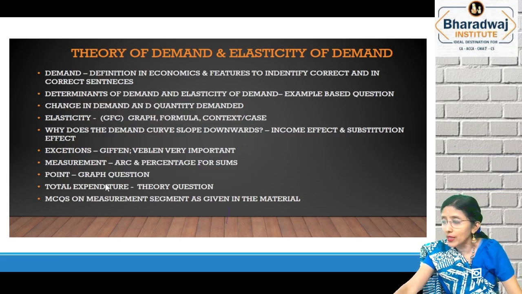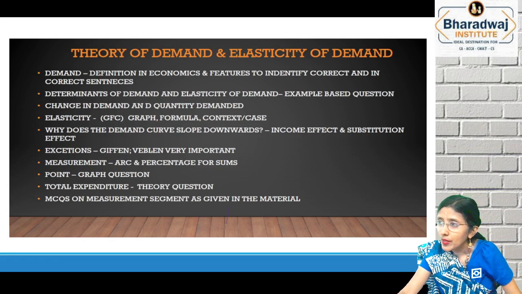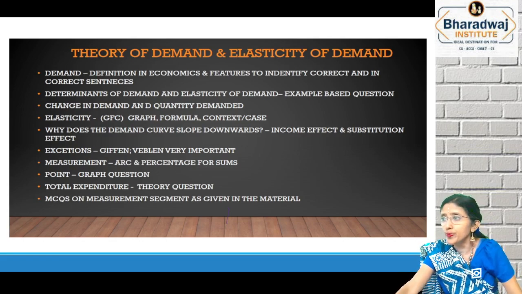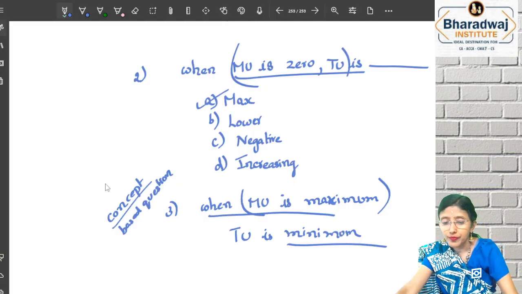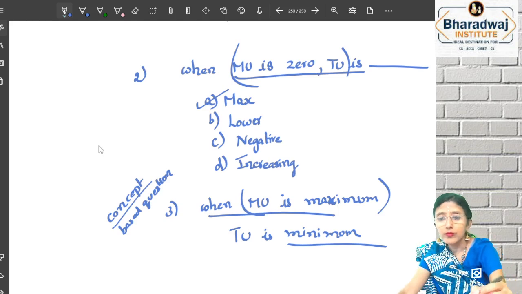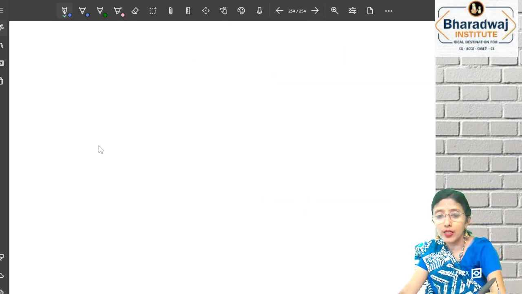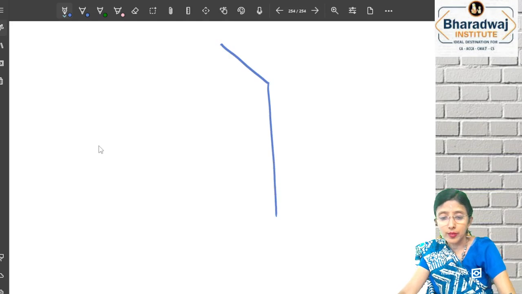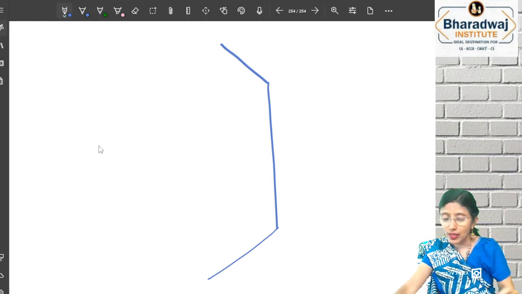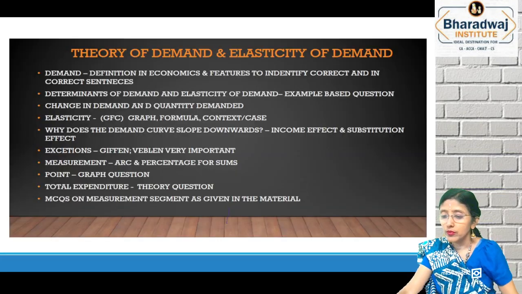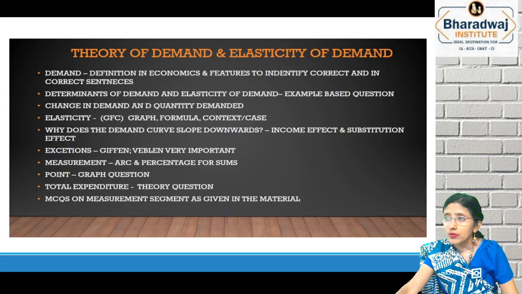Total expenditure method was given by whom? And a different graph I told you, the total expenditure method. You remember that graph? Something like this. Isn't it? That was given by whom? Alfred Marshall.